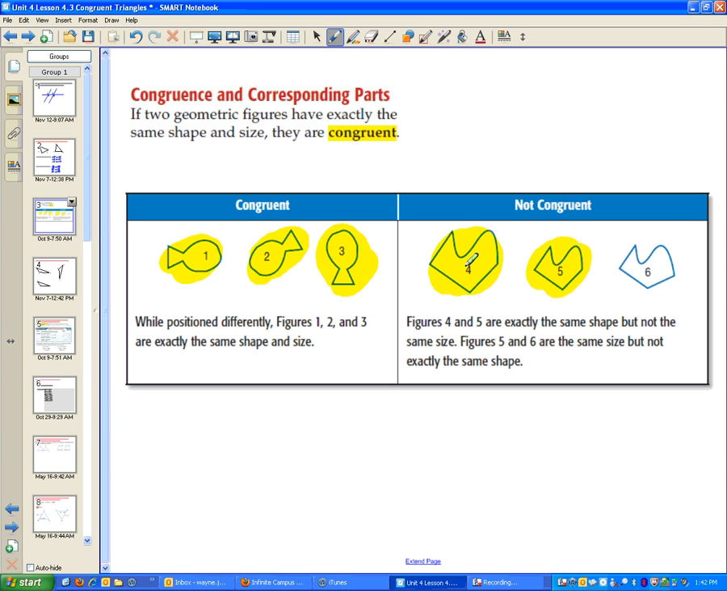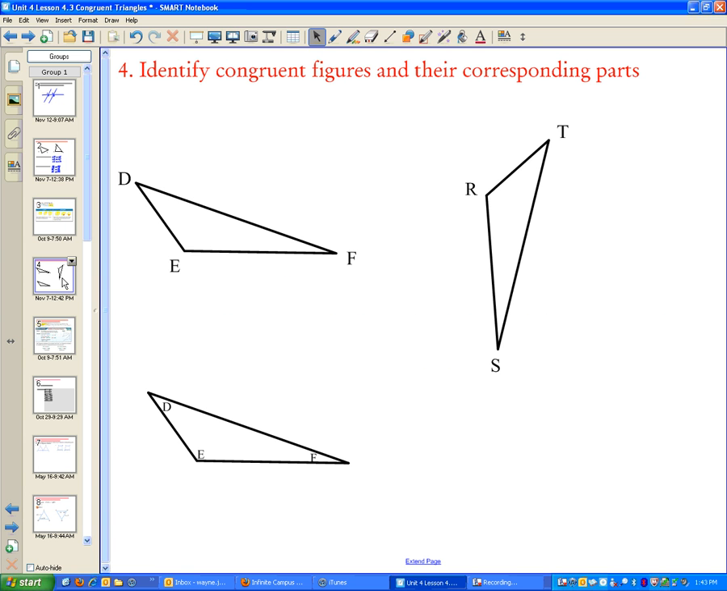Okay? And then number 6 looks to be about the same size as number 5. But see how that angle's not quite the same as that one? So they're not the same shape, are they? So, congruent, not congruent. You with me? All right, we are so close to having the formal definition, but not quite.